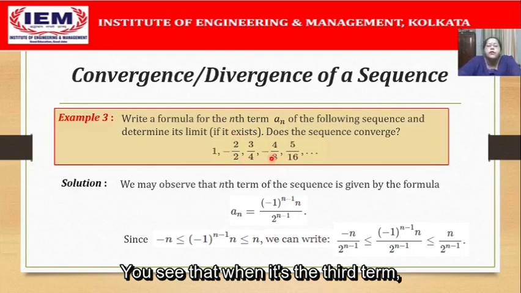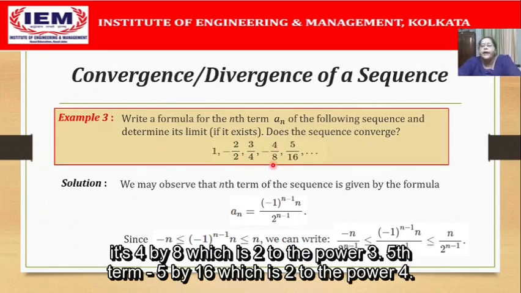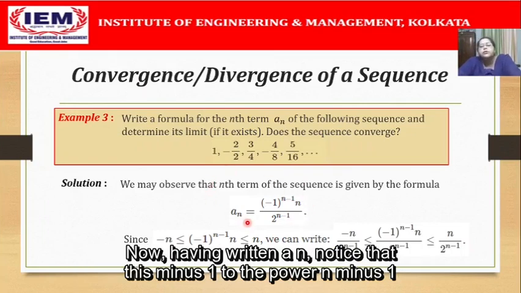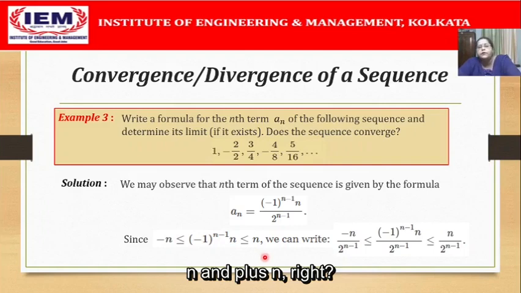You see that when it's the third term, it's 3/4, so we can think of this denominator as 2². When it's the fourth term, it's 4/8, which is 2³. Fifth term, 5/16, which is 2⁴. So we can write this a_n as (-1)^(n-1) · n/2^(n-1). Now, having written a_n, notice that (-1)^(n-1) multiplied with n lies between -n and +n, right?